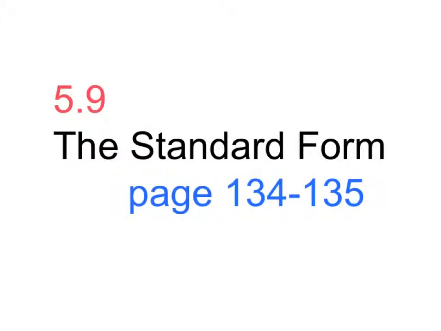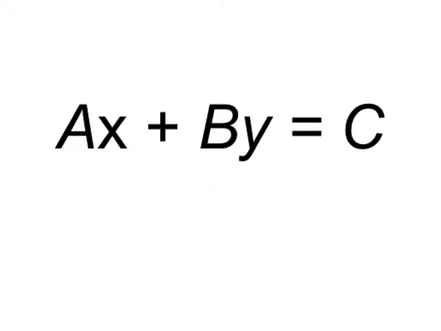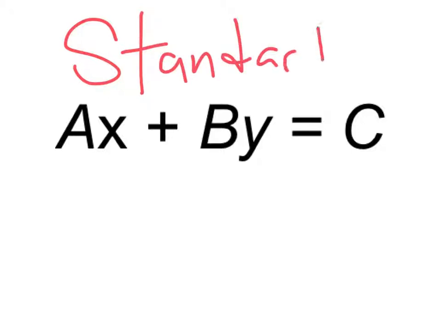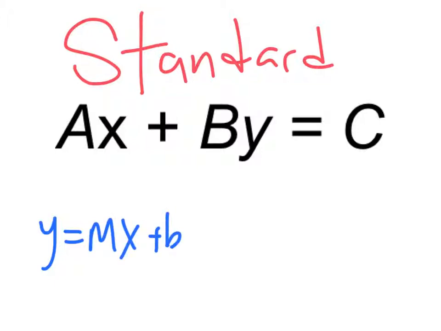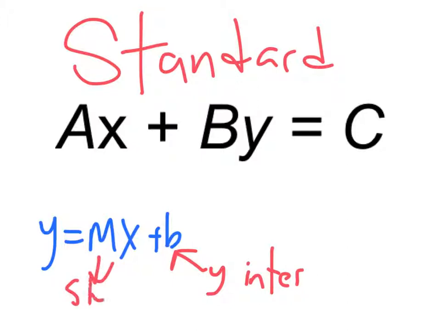Today we're going to be doing Unit 5, Lesson 9, the standard form on pages 134 and 135. This is what we're going to refer to as the standard form: AX plus BY equals C. And I do remember that the slope-intercept form looks like Y equals MX plus B. And I remember that the B, of course, refers to what? The y-intercept. And I remember that the M refers to the slope.